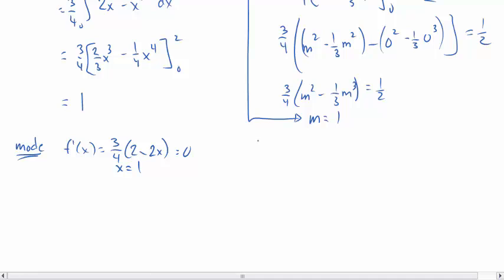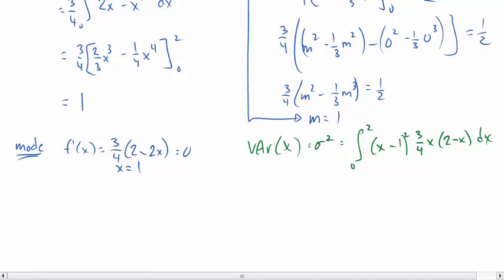But let's lastly find the variance of x. So how do we find variance? Well, it says in the formula, it's the integral from a to b of x minus mu squared. So 0 to 2 of x minus mu. X minus, what was mu? What was the mean? It was 1 times f of x. So times 3/4 x, 2 minus x dx.